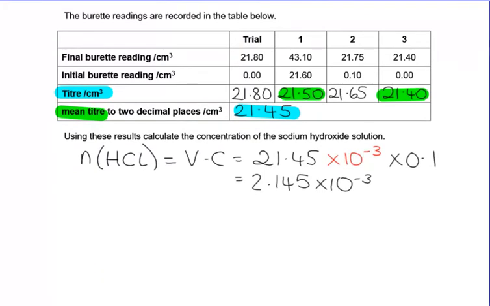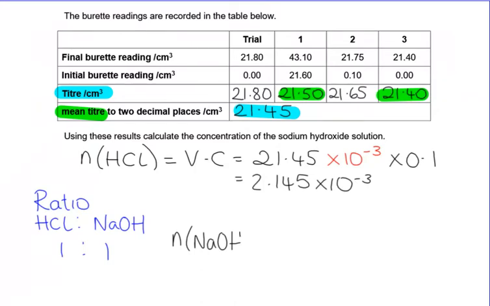Now what we know is that we're trying to use this to find information about sodium hydroxide. So we go back to our balanced equation and we look at how the two are related. And they are 1 to 1 in our balanced equation. And therefore, the number of moles of NaOH is exactly the same as the number of moles of hydrochloric acid.